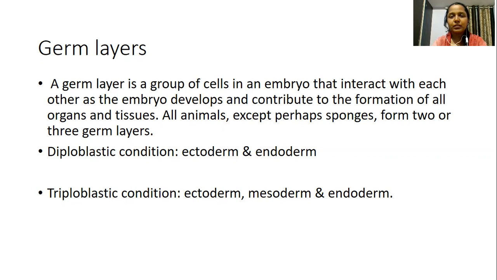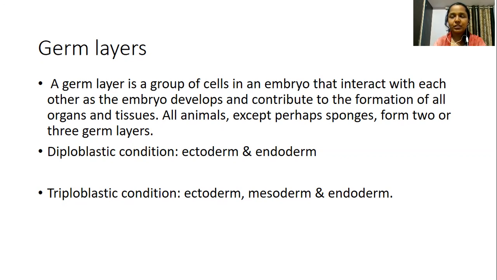Except the unicellular animals and certain animals like the sponges, which exhibit the protoplasmic and the cellular grade of organization, germ layers can be seen in almost all the animals. And based on the presence of the germ layers, we can categorize the animals into two different types, that is the diploblastic condition and the triploblastic condition.